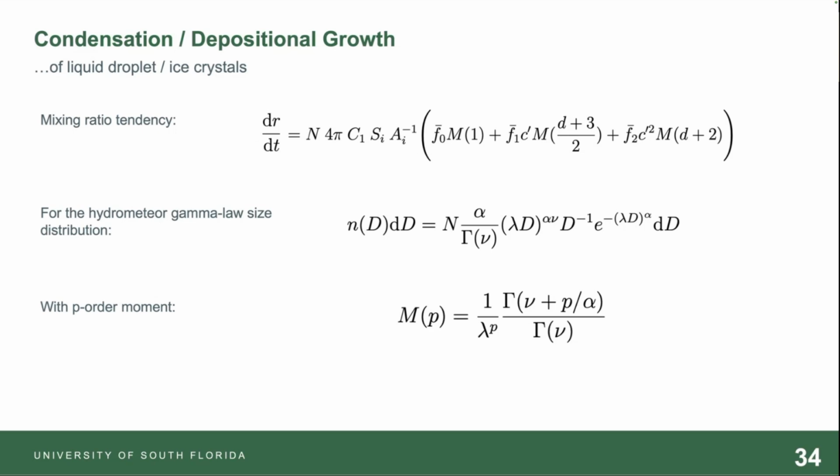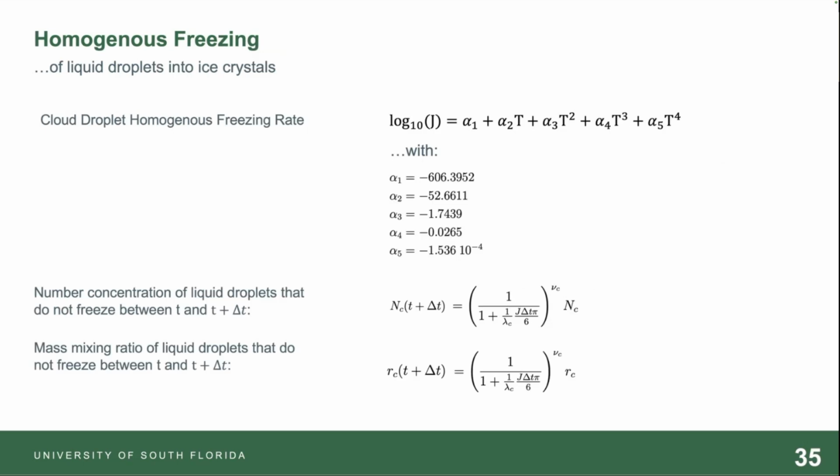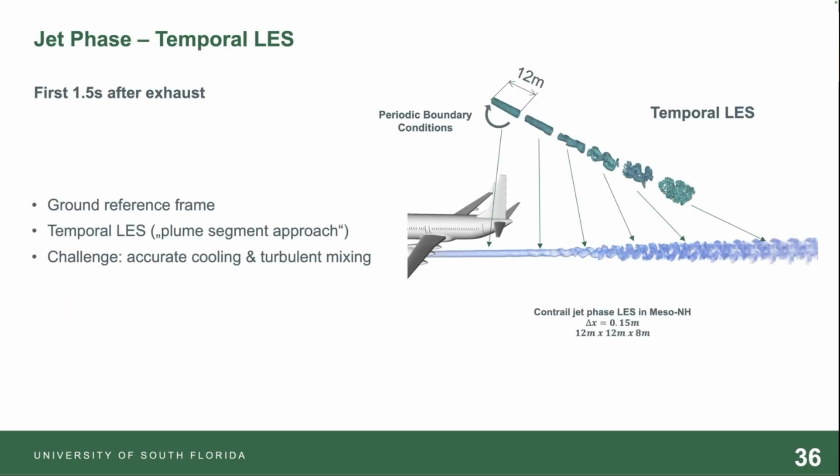So these are some of the underlying equations. For the sake of time, I'm not going to be going through all of them in detail, but I'll be happy to answer questions that you might have about these equations. So this is the homogeneous freezing parameterization that we have implemented as the plume cools down to below negative 35 degrees Celsius, and those liquid droplets begin to freeze. Now let's actually implement this.